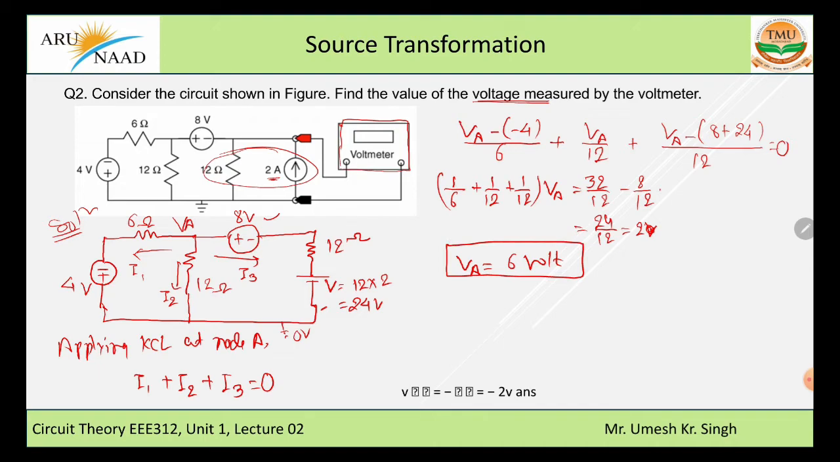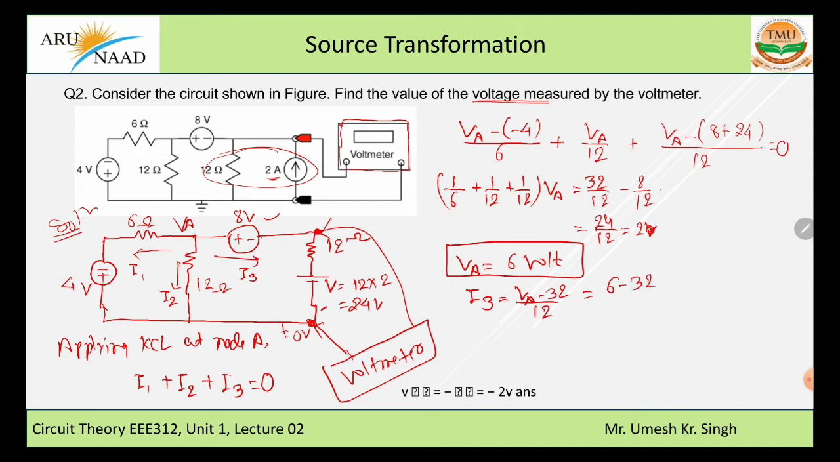Now we don't have to calculate VA, we have to find the voltage measured by the voltmeter, and these are the 2 points across which the voltmeter is connected. This is the voltmeter again. So the current flowing in this is I3, so I3 is VA minus 32 divided by 12, and this can be written as 6 minus 32 divided by 12, or minus 26 by 12 ampere.